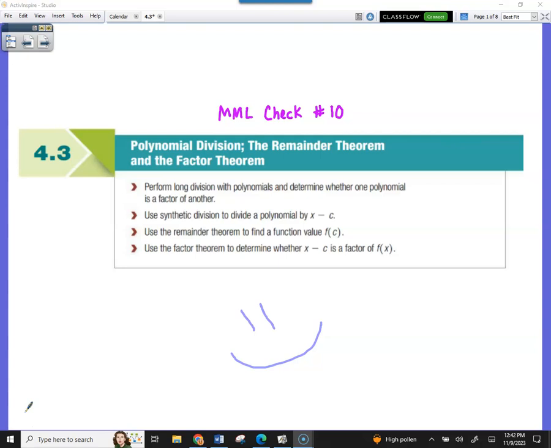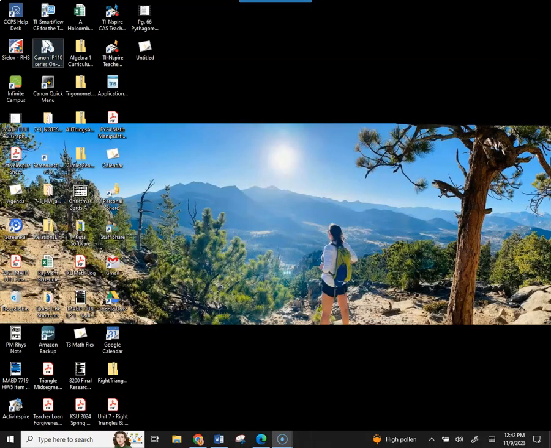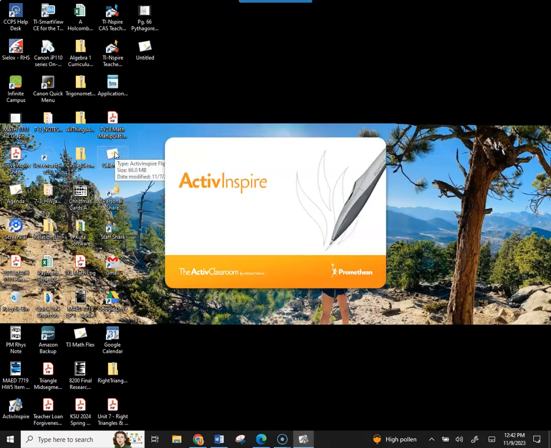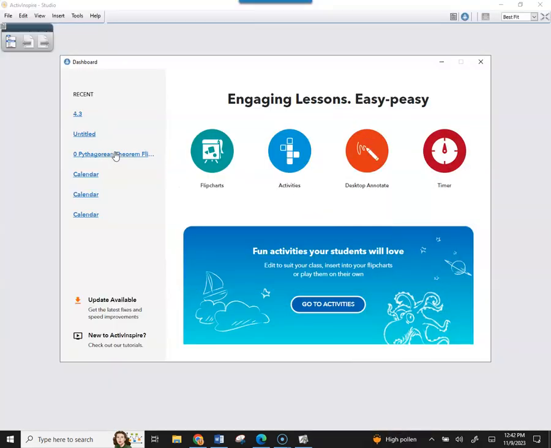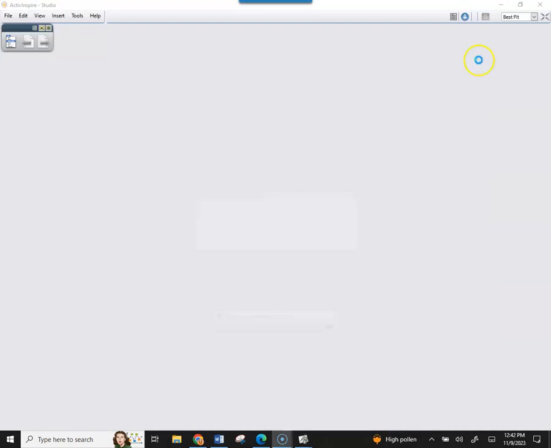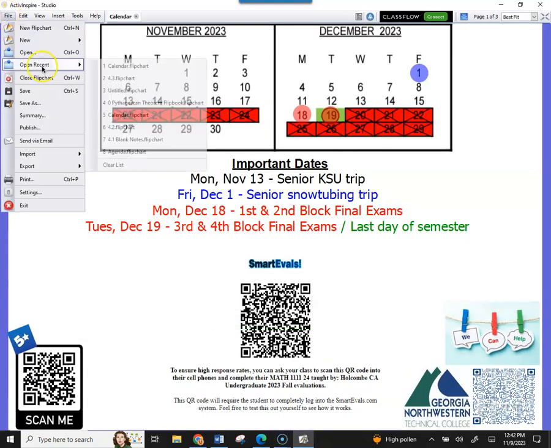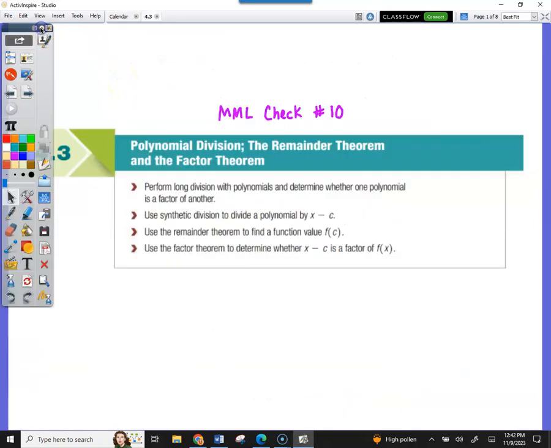Okay, yesterday we were covering 4.3 and we were talking about long division. Then we practiced synthetic division. Synthetic division is when you are doing the division process with polynomials, but it's fake, right? But it works. Okay, hold on.